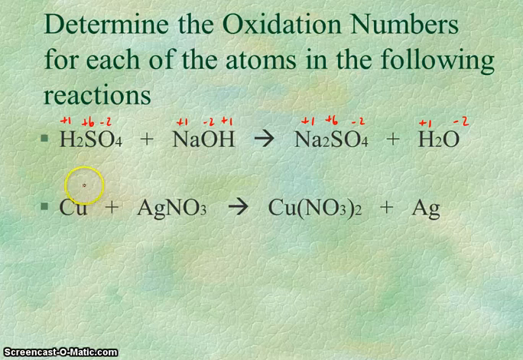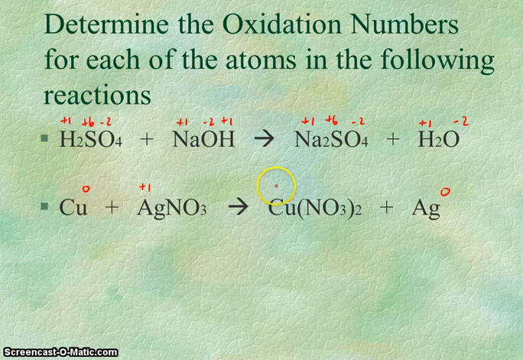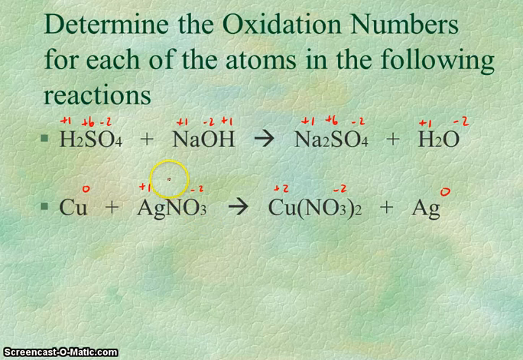Copper is a free element, so it's 0. Silver is a free element, so it's 0. Silver is a monatomic ion in this compound, so its charge is its oxidation state. Copper is a monatomic ion in this compound, so its charge is its oxidation state. We know oxygen is -2, and we have to figure out nitrogen. Well, this has to add up to 0, +1, and -6, so nitrogen must be a +5.